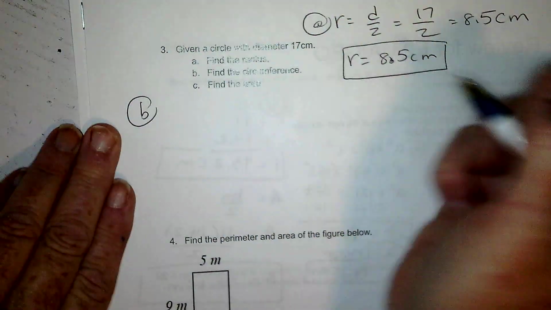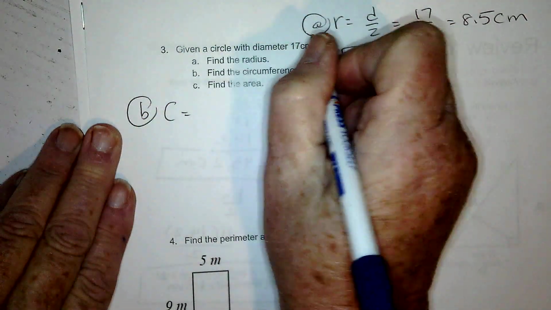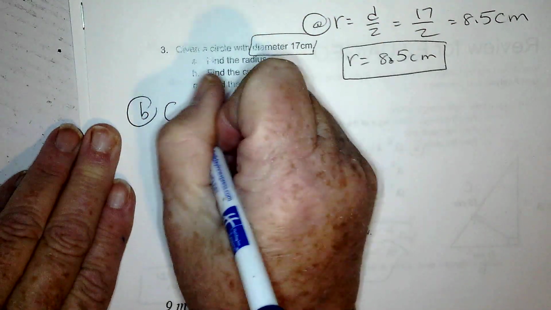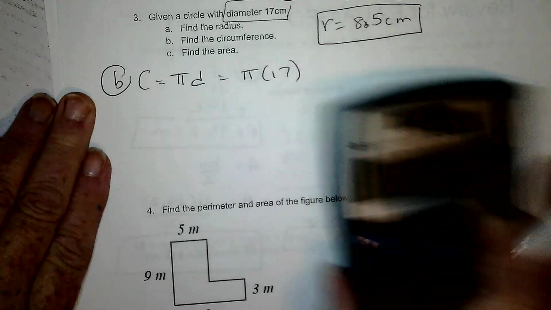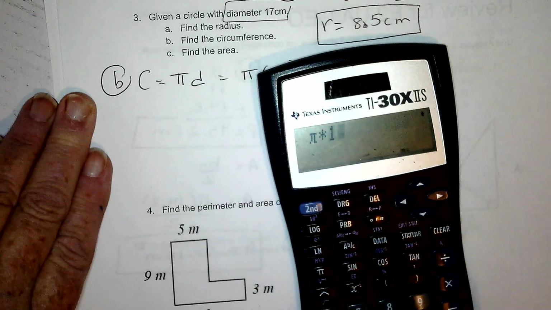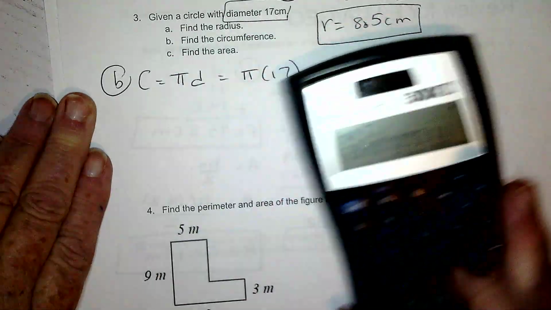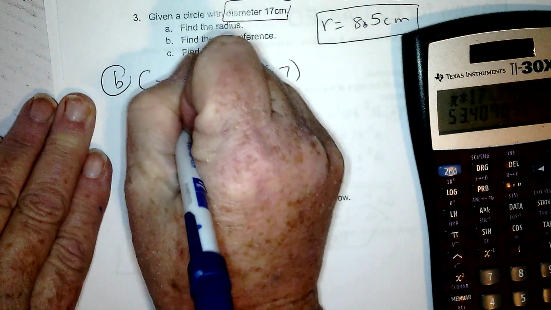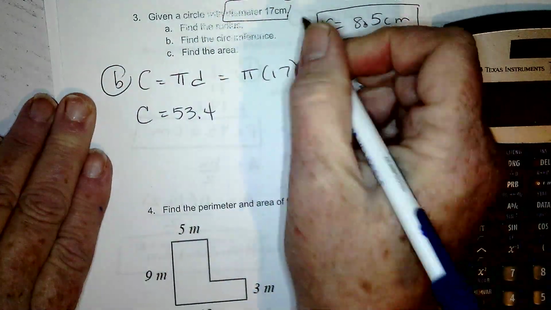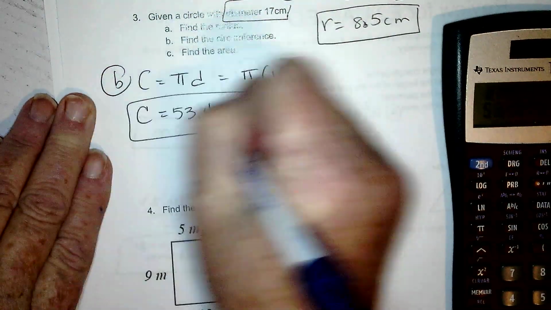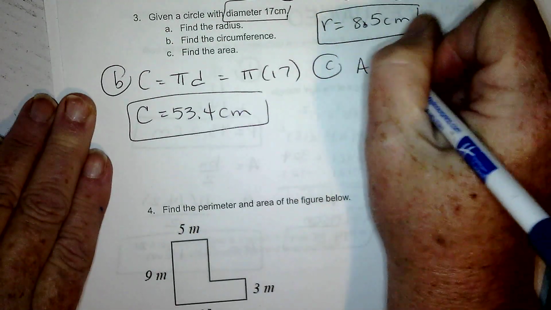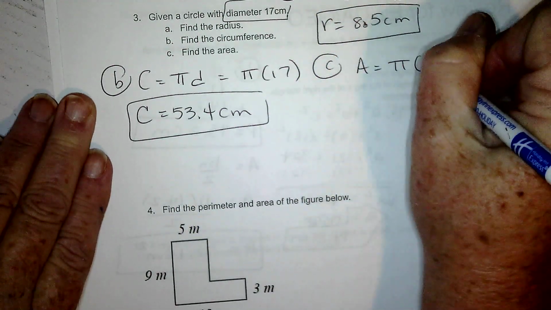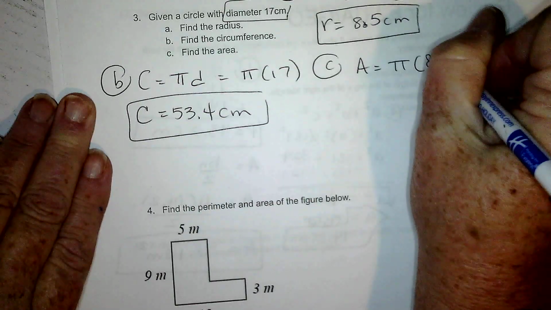B is the circumference, and they're giving us the diameter, so I'm going to use pi times d. So pi times 17, and that's 53.4 centimeters. And last is the area. And the area for a circle is pi r squared, so pi times the radius squared.